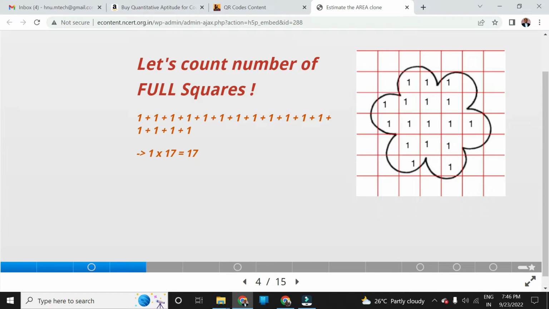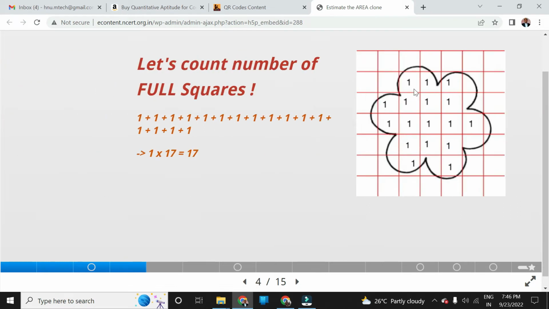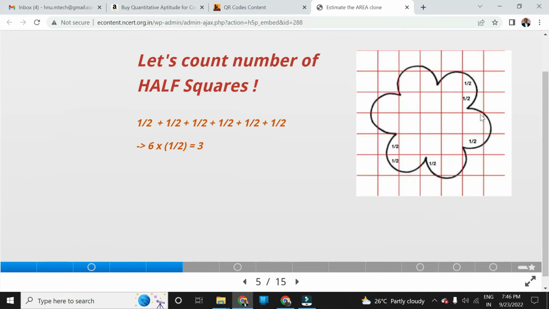Okay, so the number of full squares is 17, and the half squares are considered as full too. That's why they got 17. You can see here, these are all full squares. Half squares they have removed here. Now let's count the number of half squares. So these are the half squares which I got here.